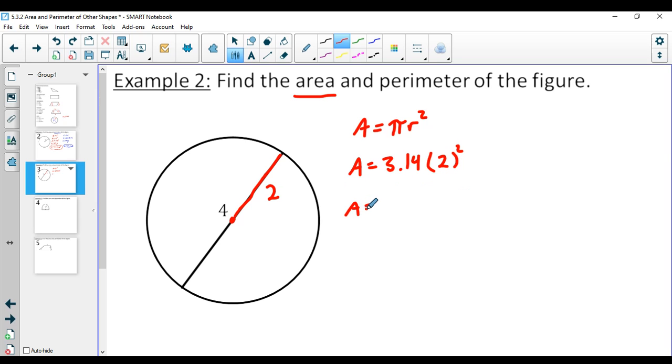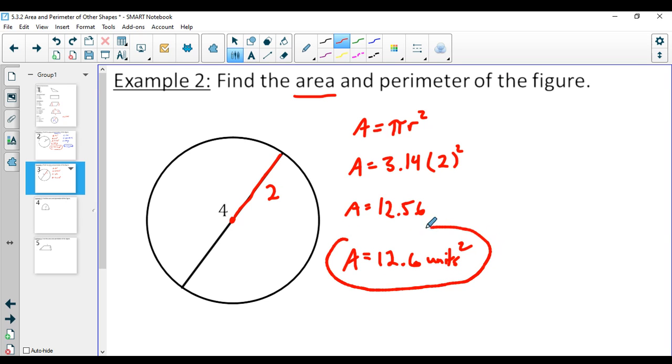So we have 3.14 times 2 squared, which you can just type in your calculator, 12.56. Then again, if we're rounding to the nearest tenth, that 5 is going to round up to a 6. And whatever units we might have are going to be units squared. If it was feet, it would be squared feet, inches, squared meters, whatever it is.